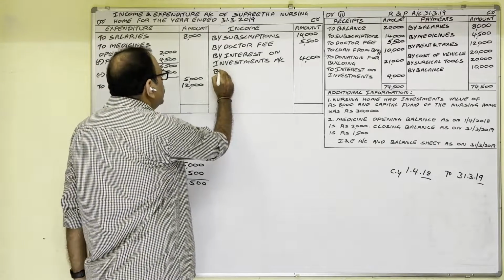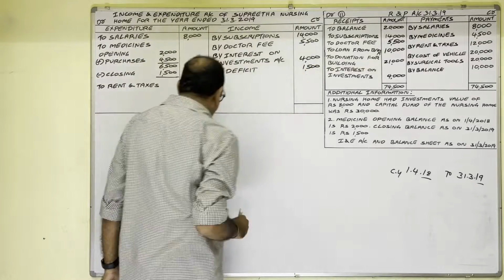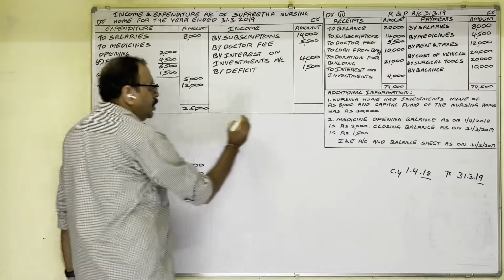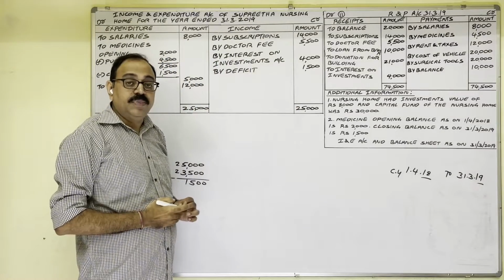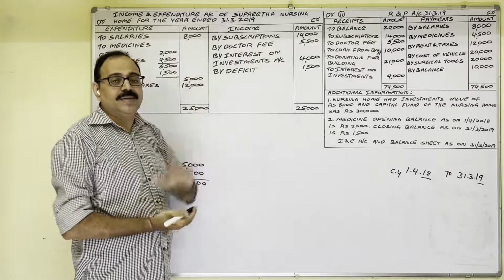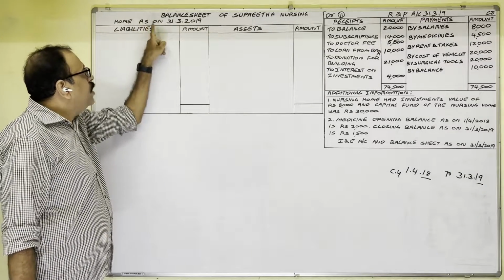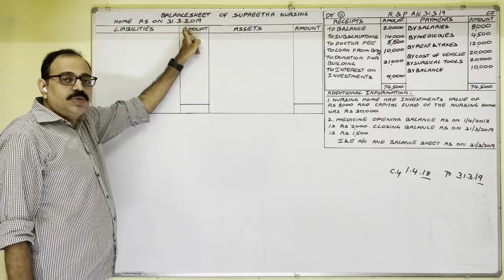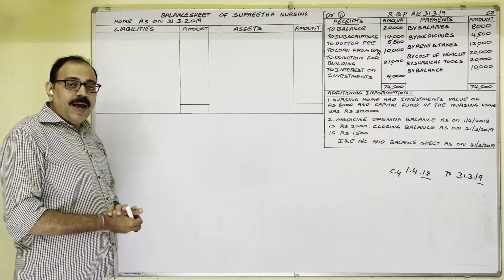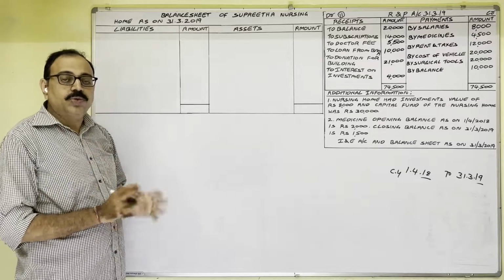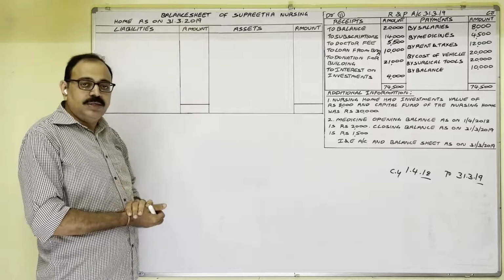By deficit 1,500 rupees. Two sides, highest total 25,000. Credit side also same. Income and expenditure account is completed. Next we have to prepare the balance sheet. Heading is balance sheet of Suprita Nursing Home as on 31st March 2019. Liabilities amount, assets amount. Balance sheet is not an account, it is only a statement. Therefore, don't write Dr and Cr symbols.